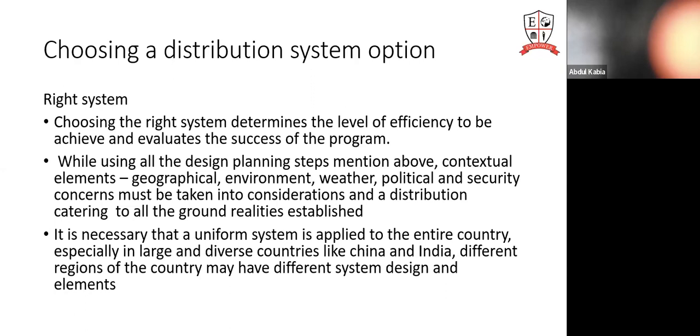It's also necessary that a uniform system is applied to the entire country, because we cannot do this system for this part of the country and another system for another part, especially in large and diverse countries, like China and India. So if it's a uniform system, it's better. Different regions of the country may have different system designs and elements, because it's better for a country to manage a uniform system, but it also depends on the geography, the environment. It also depends on certain factors beyond your control, like distributing other products to certain areas. Those are critical things. But by and large, you should choose the right system based on all the parameters that apply. Next slide.